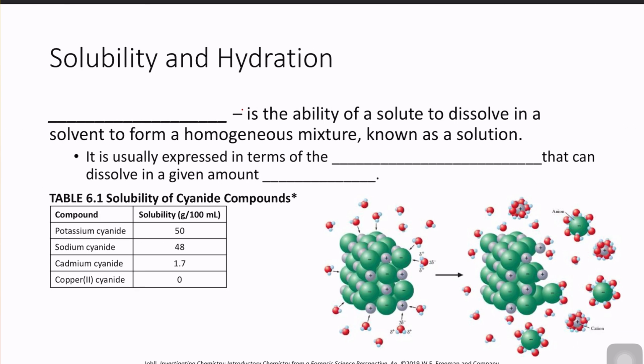In this video, we are going to talk about solubility. Now, solubility is how well a solute can dissolve in a solvent. And when this happens, it will form a homogeneous mixture. And as we've already seen, that homogeneous mixture is known as a solution.